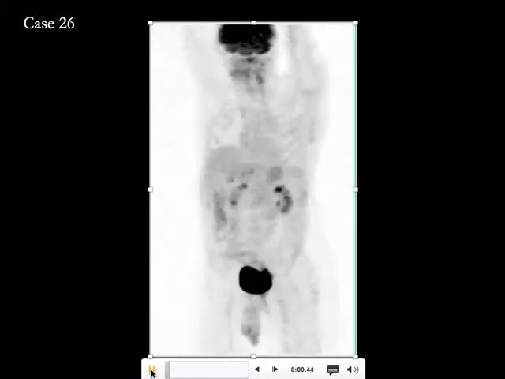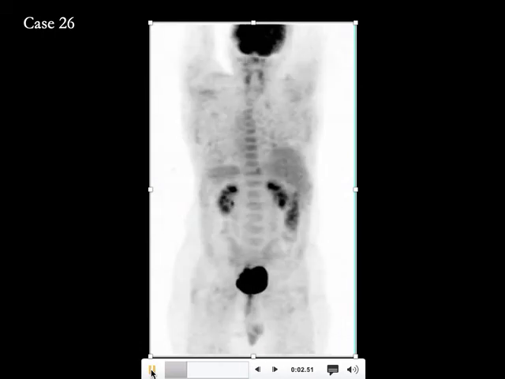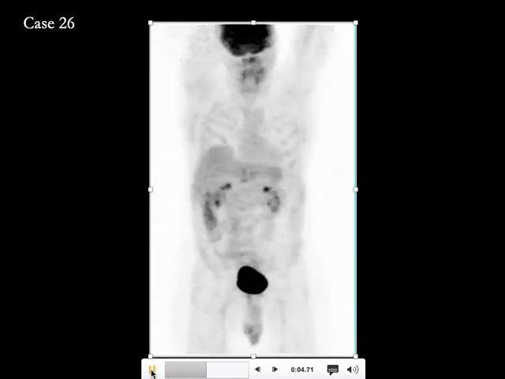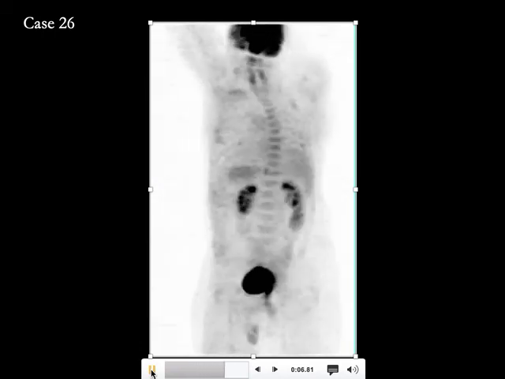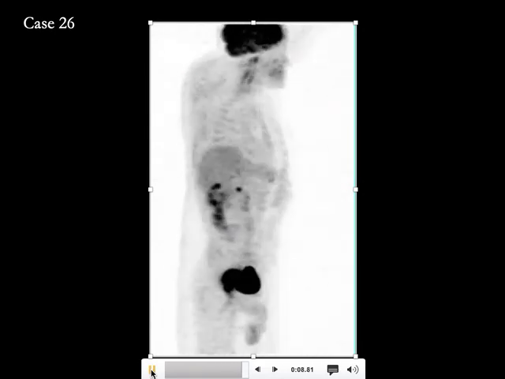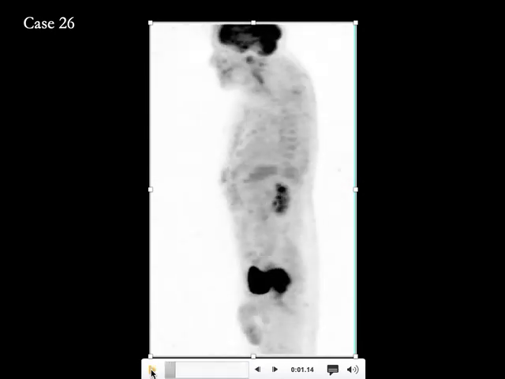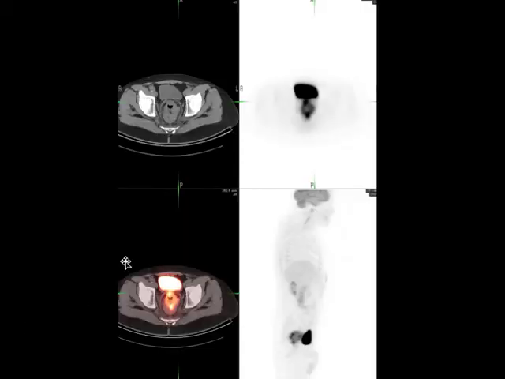Case number 26. On this whole body image, we find a focus of abnormal hypermetabolism, which is contiguous with bladder activity seen on the MIP image, and it's behind the bladder activity seen right here. This patient has history of rectal cancer. Here is the rectal thickening, which is intensely hypermetabolic.